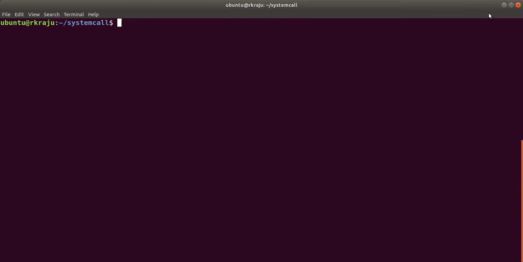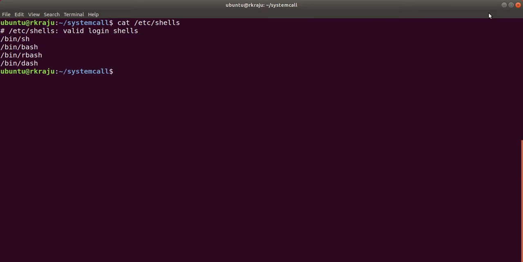How do you know the number of shells that are there in your operating system? There is a command called cat /etc/shells. This gives you detailed information about the valid shells that are supported by your operating system. In my case, there are 4 major shells: /bin/sh, /bin/bash, /bin/rbash and /bin/dash.